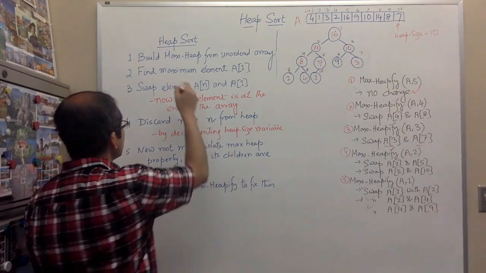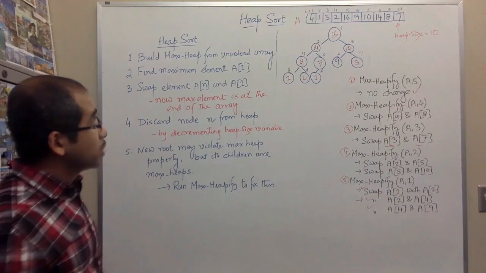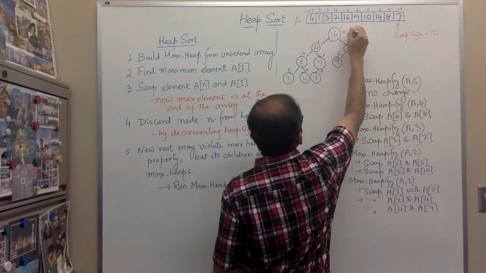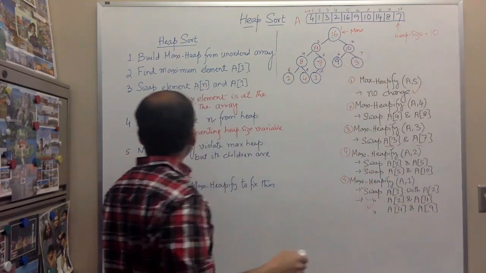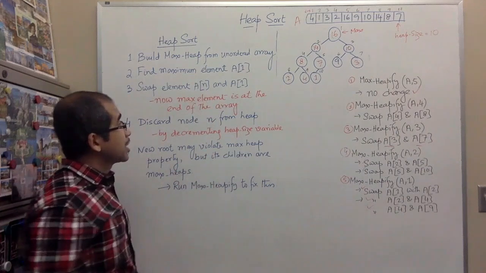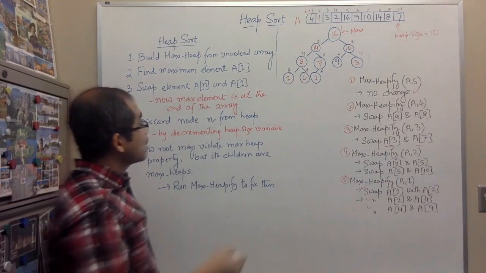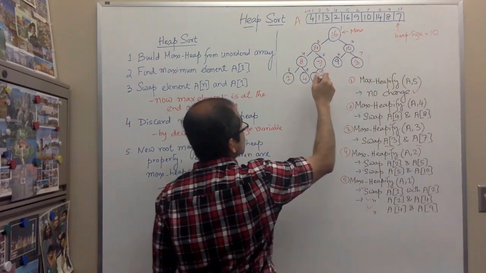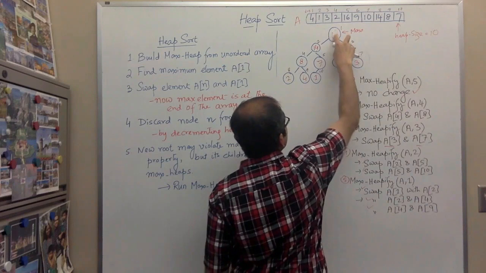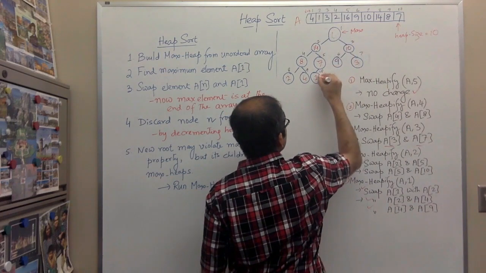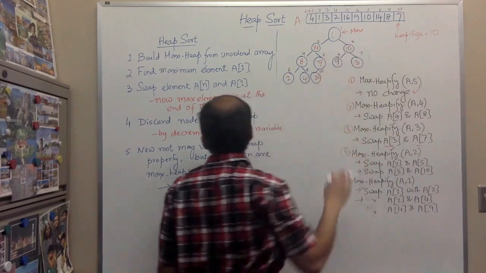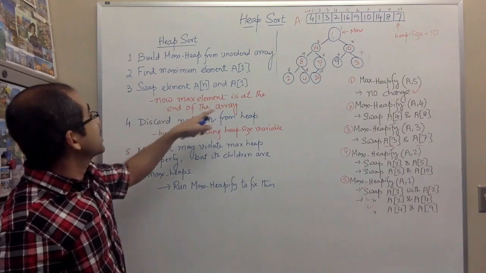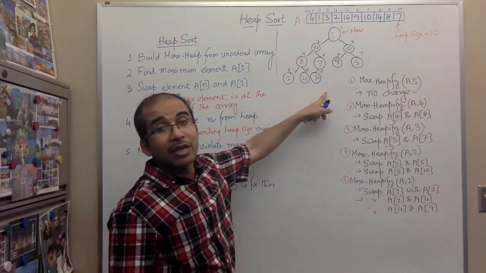Now we find the maximum element A1. As we know, it's a max heap, so the maximum element will definitely be A1. This is the max element. Now we swap element AN with A1. AN means the nth element, which is the 10th element. So we swap 16 and 1. I change it to 1 and then change it to 16. Now this is not a max heap anymore. The max element is now at the end of the array, this is the max element, 16.